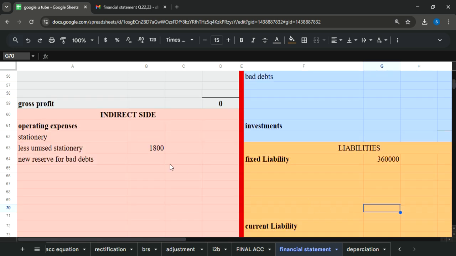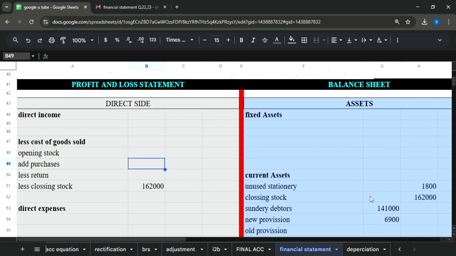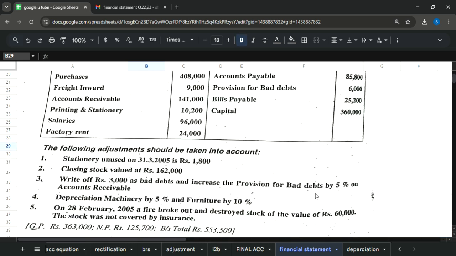This new provision which we have recently calculated, 6900, would be part of the indirect side as well. I am requesting you to please revise and repeat this procedure, how we calculated this 6900. Please rewind this lecture for 3-4 minutes and see it again. Alright guys, in this way we have completed the third adjustment.